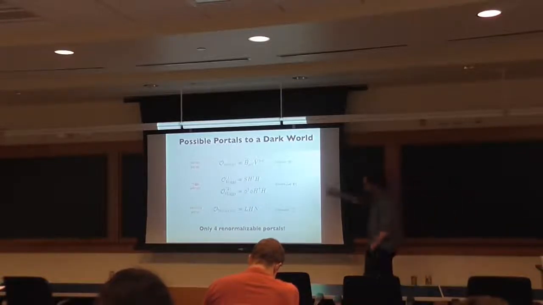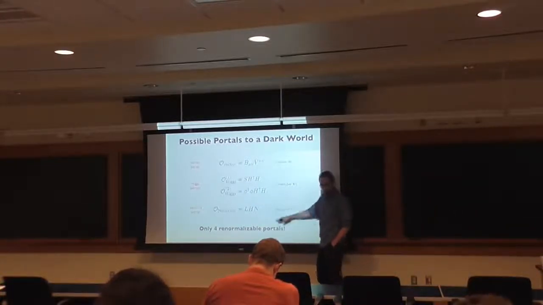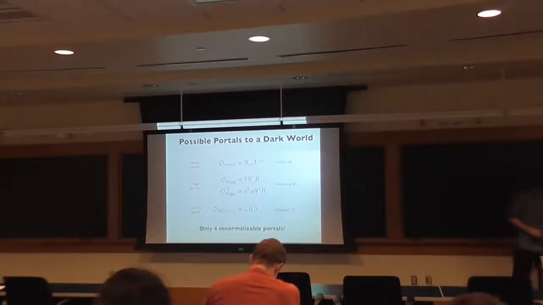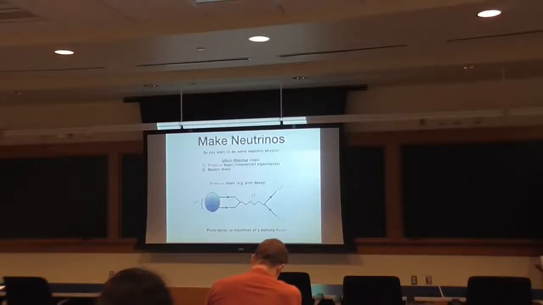So there are only 4 of these renormalizable portals. We may be ignorant of what's going on in the dark sector, but these 4 are, I think, pretty well motivated targets to go and look for. So I'm mostly going to talk about neutrino portal-oriented sorts of new physics.